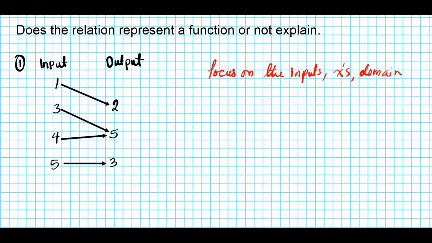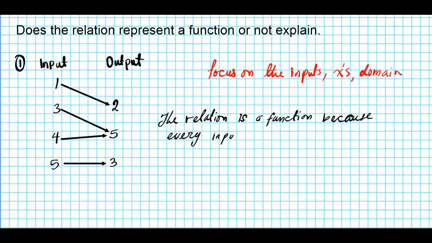All right, so let's explain our reasoning. The relation is a function because every input, basically 1, 3, 4, 5, is assigned or mapped to exactly one output. That's the definition of a function.